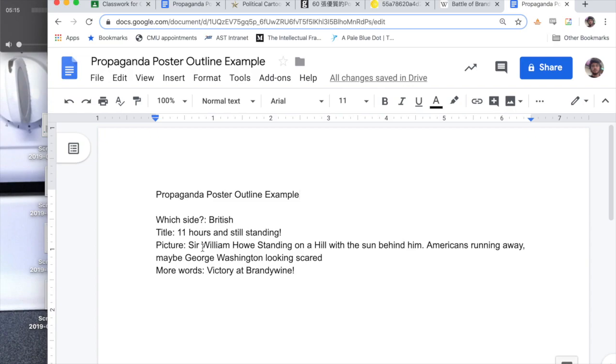I think a good picture for this might be Sir William Howe on a hill with the sun behind him, the Americans running away. Maybe George Washington looks scared. And if I was going to put more words, I might put something like victory at Brandywine. And that's enough to get your project started.